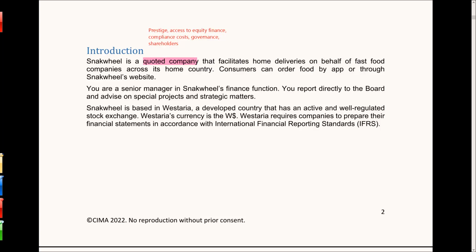And it also means it has easier access to types of finance, certainly equity finance. We know that if it's quoted, it has shares that are available to shareholders. That's another thing. The company has shareholders, and that's going to be a primary stakeholder for them to manage. And that also brings up questions over governance as well.